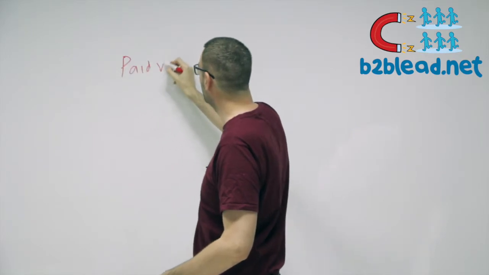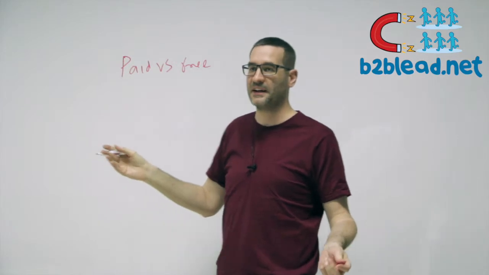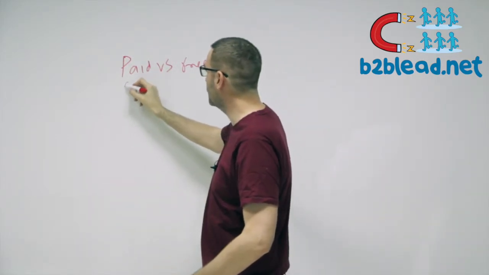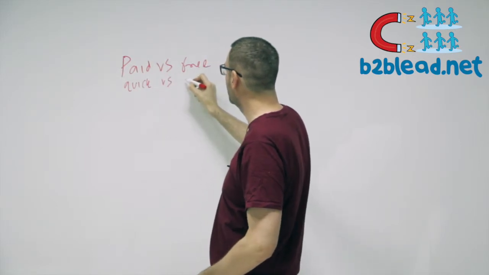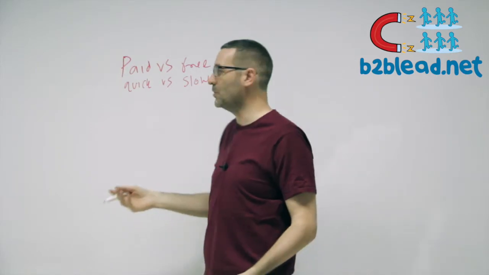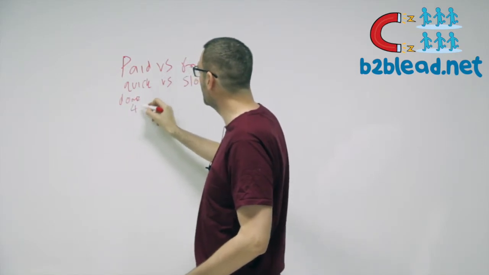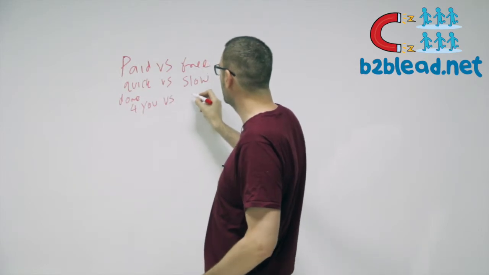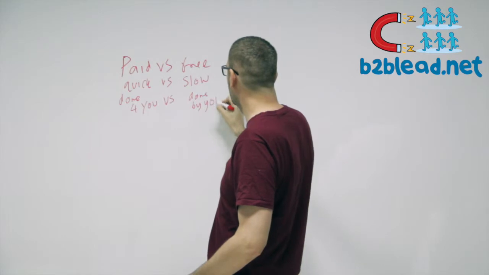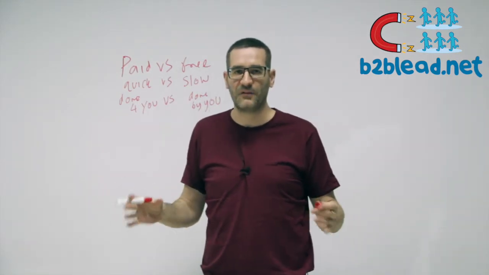So I'm going to try and condense the anatomy of lead generation into about 10 minutes, so I'm going to burn through it really quickly. Okay, so you've got different types of lead generation. You've got paid versus free, which is basically quick versus slow, or done for you versus done by you. Okay, so that pretty much explains itself anyway.